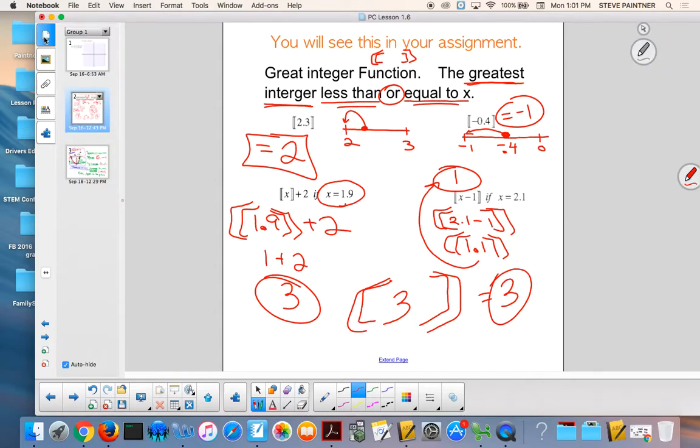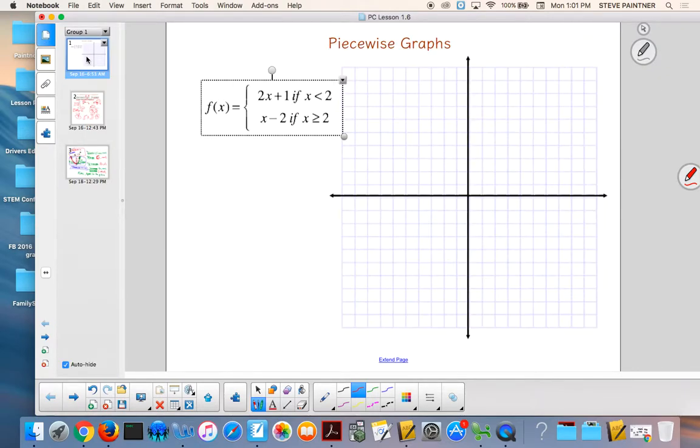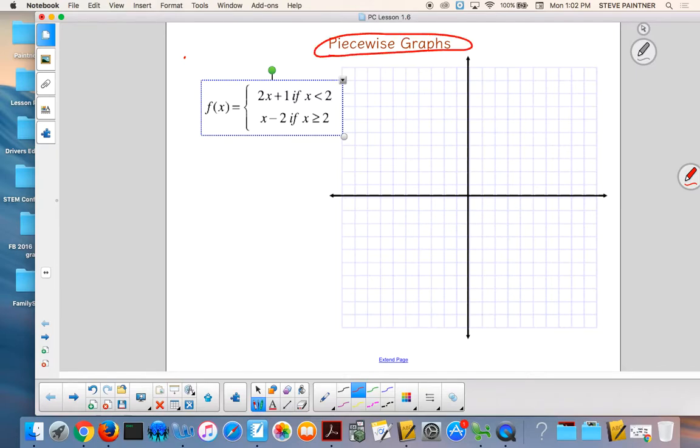Go to the first slide, which is that slide. Now this is what we call a piecewise function. Now, you're going to graph how many functions here? 2. The first function is 2x plus 1. The second function is x minus 2. But when do you graph the top one? When you plug what kind of x's in? Less than 2.